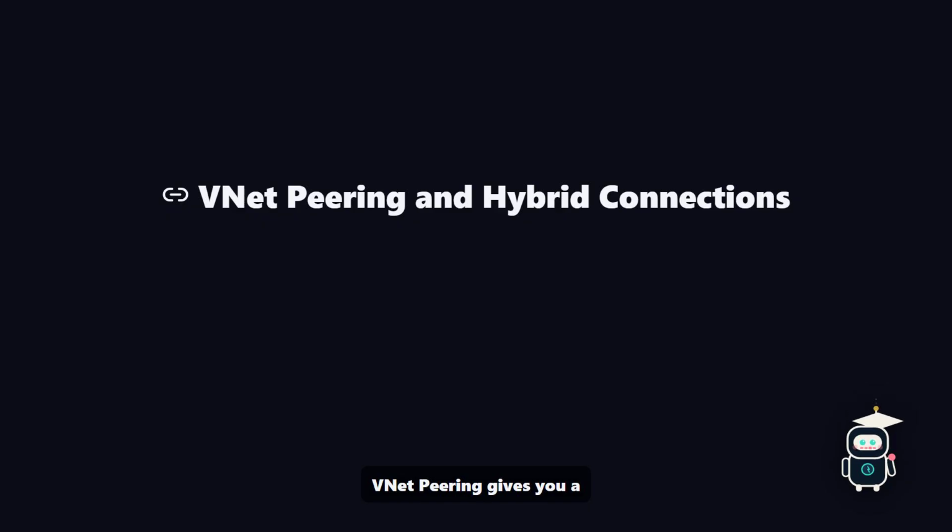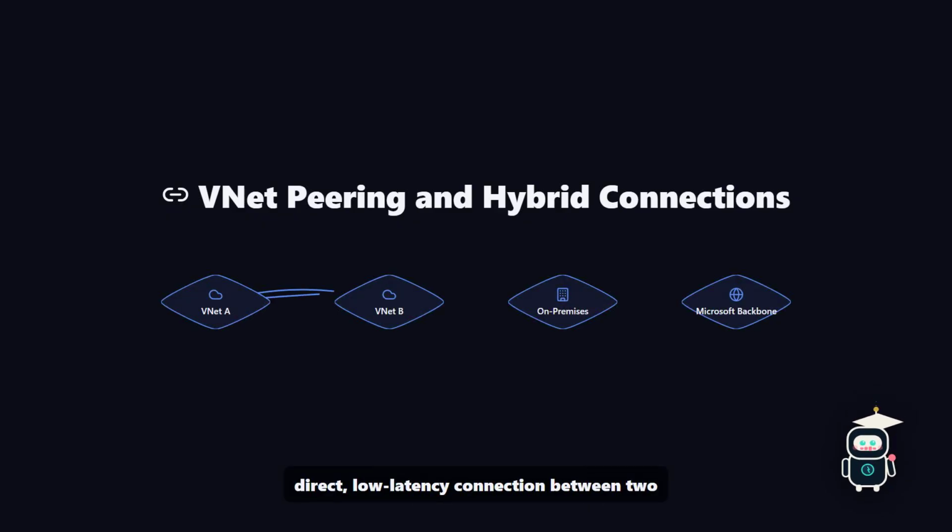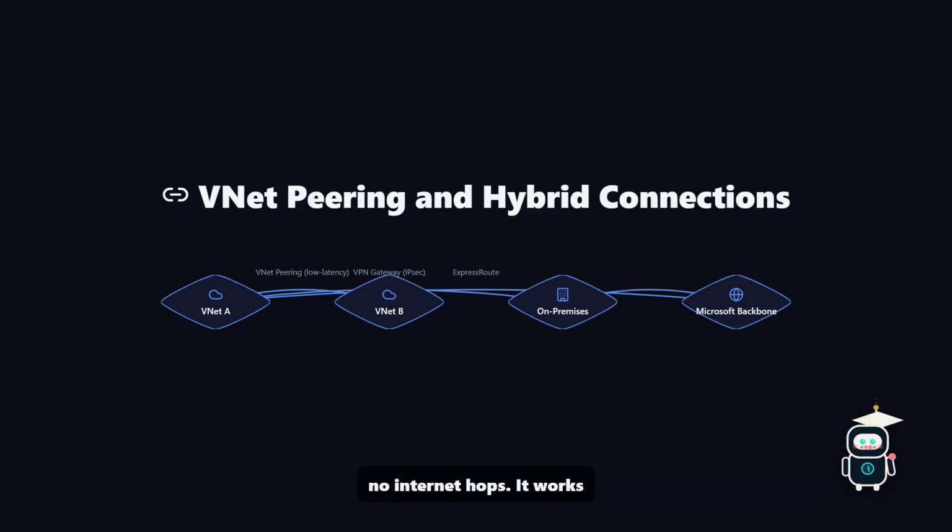VNet peering gives you a direct, low-latency connection between two virtual networks. No gateway, no internet hops. It works across regions, and traffic stays on the Microsoft backbone.